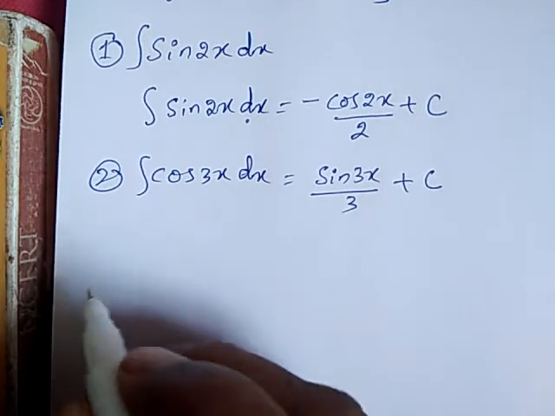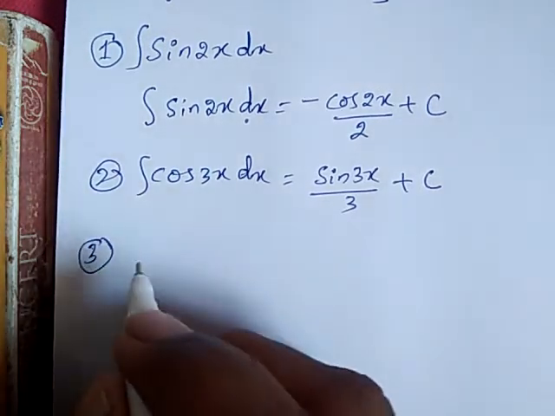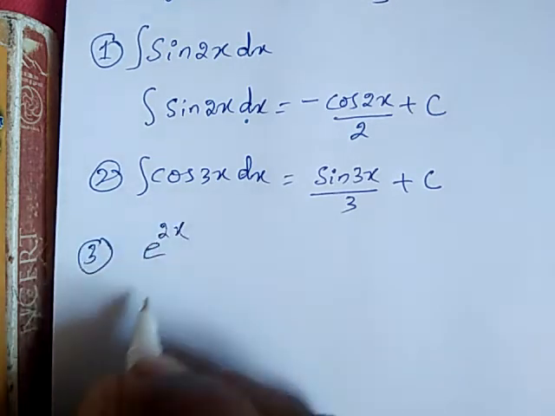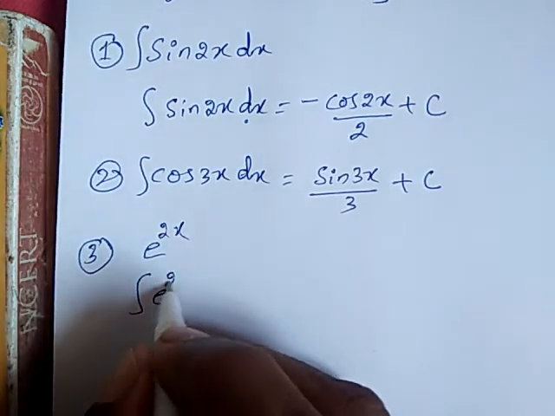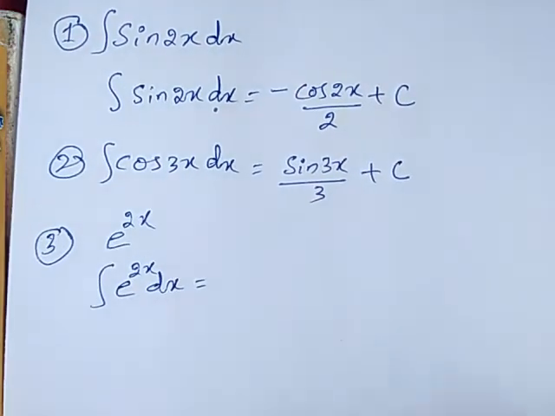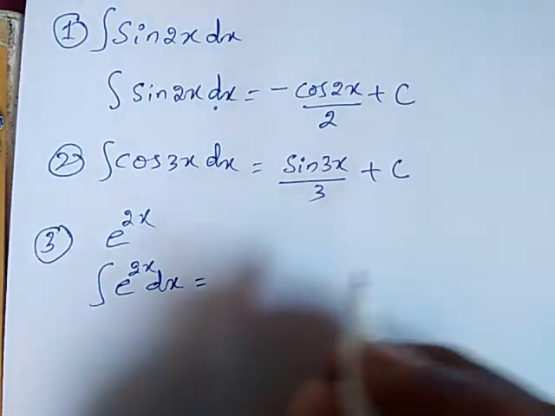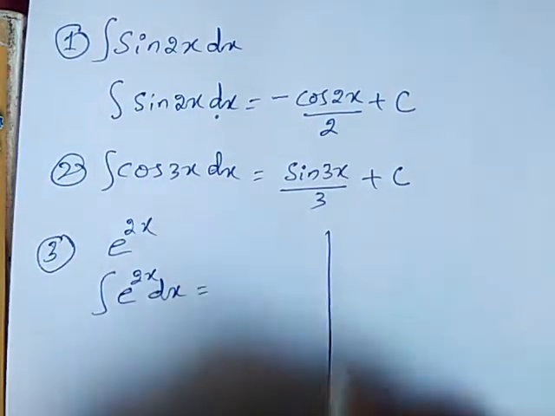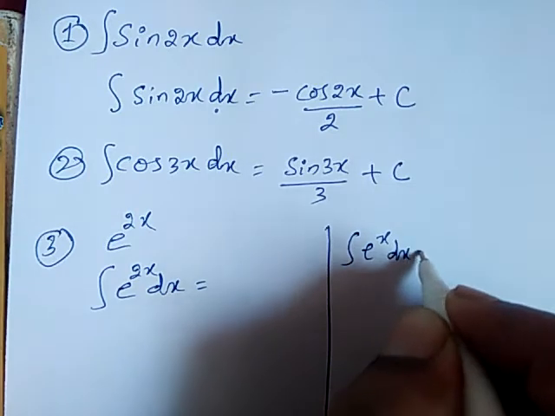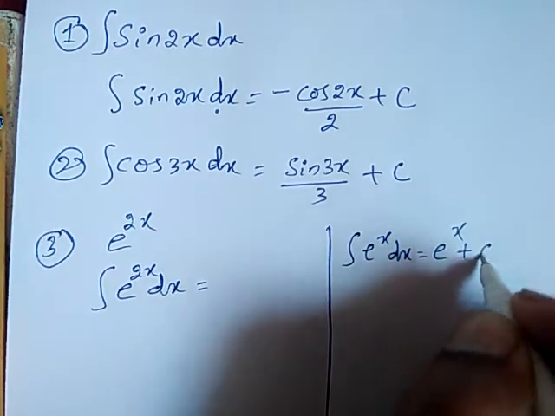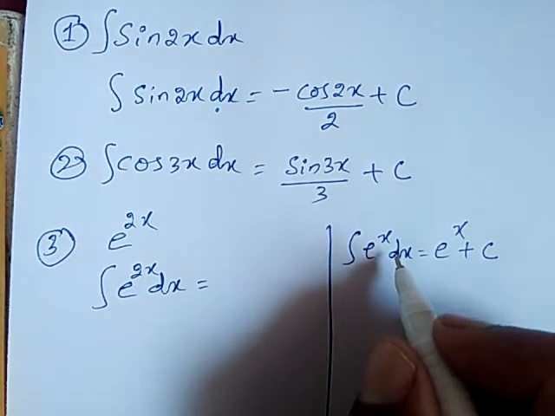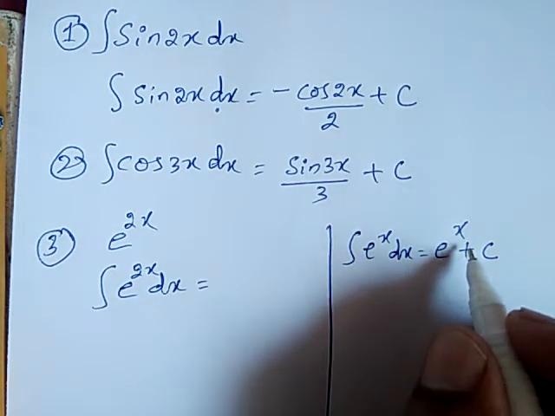Now we will go for question number 3. What is question number 3? Given e to the power of 2x, so we need to solve the integration of e to the power 2x dx. How to solve this one? Before solving this one I will tell something here. Integration of e to the power x dx can be written as e to the power of x plus c. This is the formula. Integration of e to the power of x into dx is equal to e to the power of x plus c.